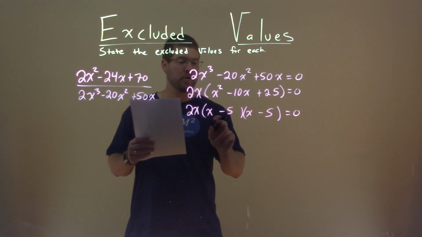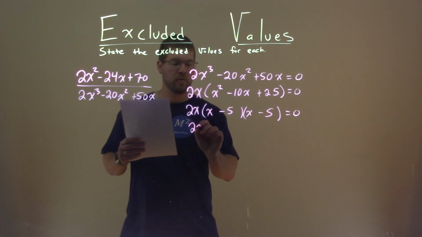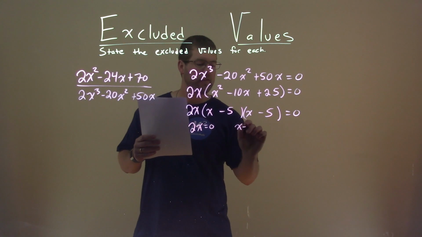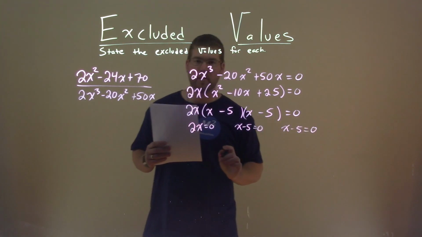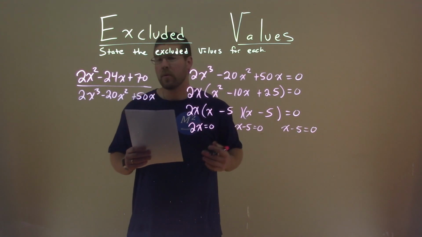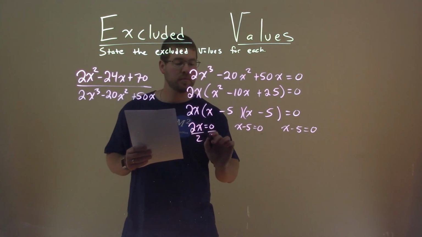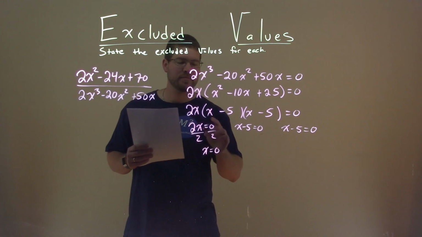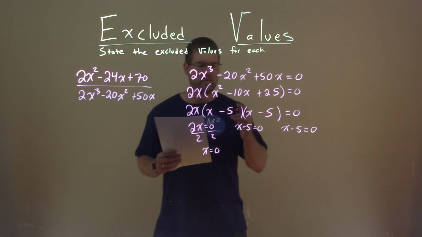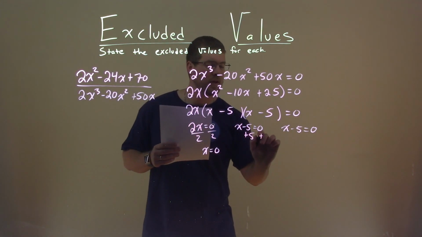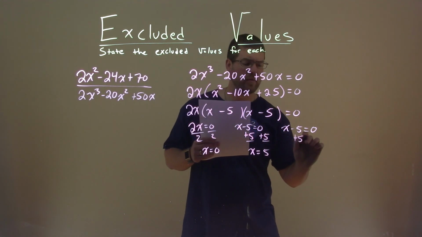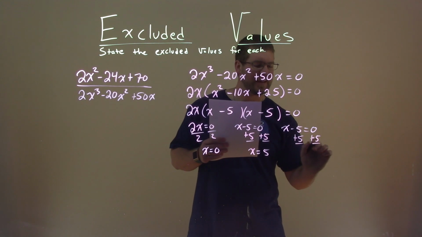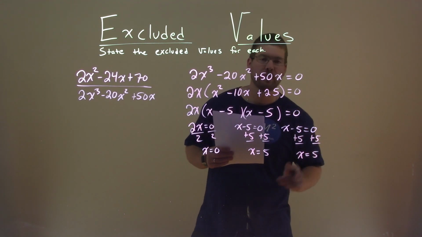We can set all parts equal to 0. 2x equals 0, x minus 5 equals 0, and x minus 5 again equals 0. Let's be careful with that. So now we're going to solve for x. Divide by 2, and x equals 0. Be careful, 0 divided by 2 is 0. Add a 5 to both sides here, and x equals a positive 5. Do the same thing again, and x again equals 5.